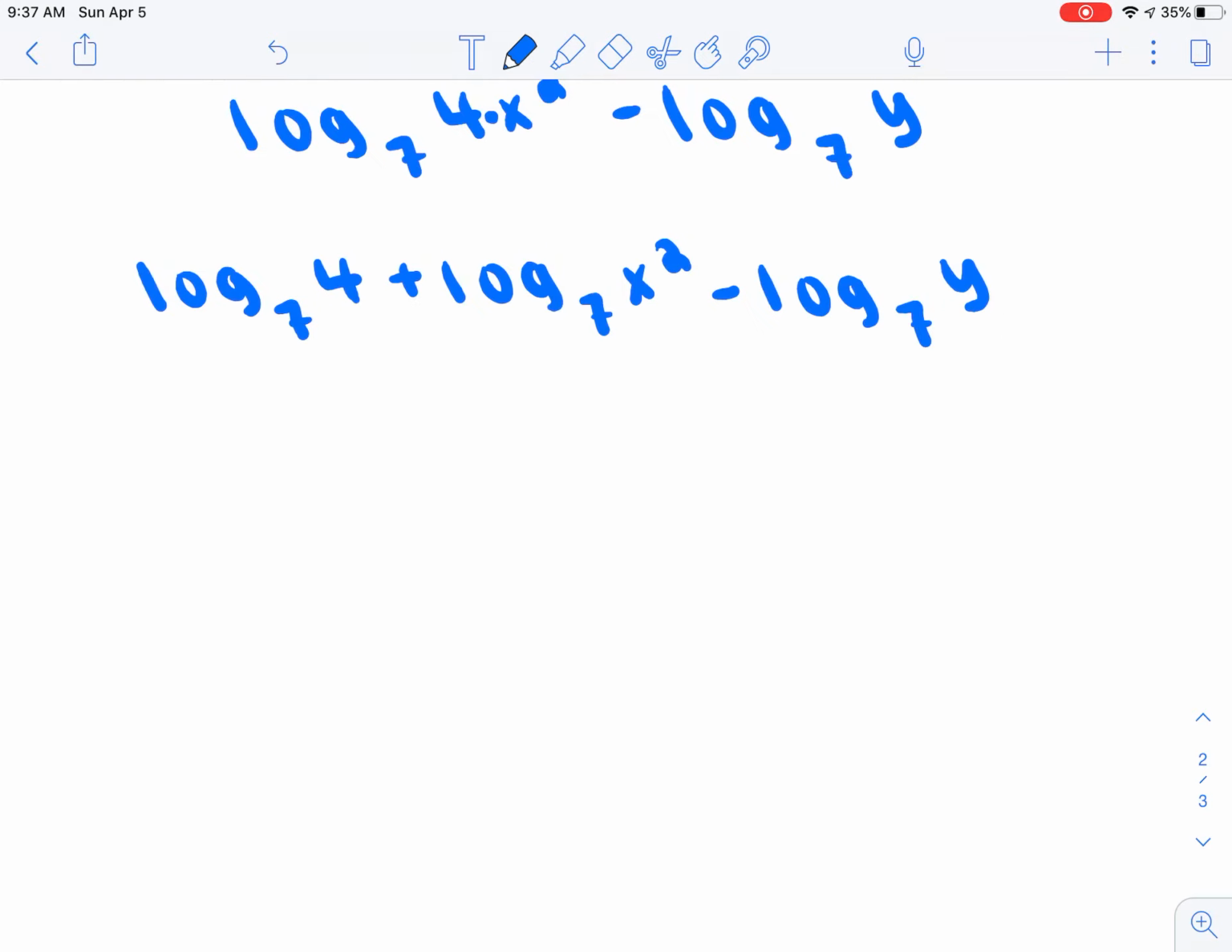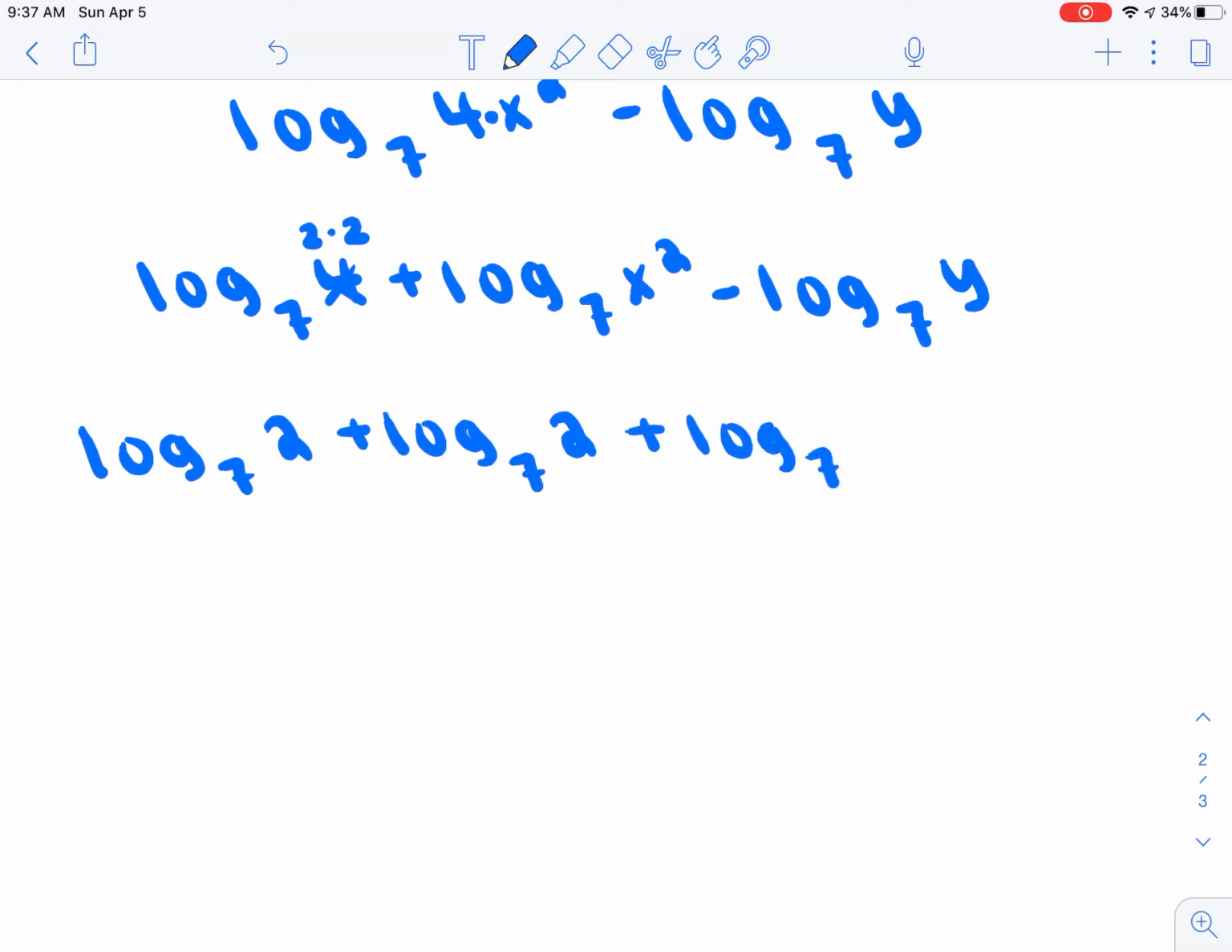Now, technically 4 can be rewritten as 2 times 2 or 2 squared. So if you want, you can rewrite this as 2 times 2 and expand this one more time. Log base 7, 2 plus log base 7, 2. And then I'll rewrite these next 2 logs.